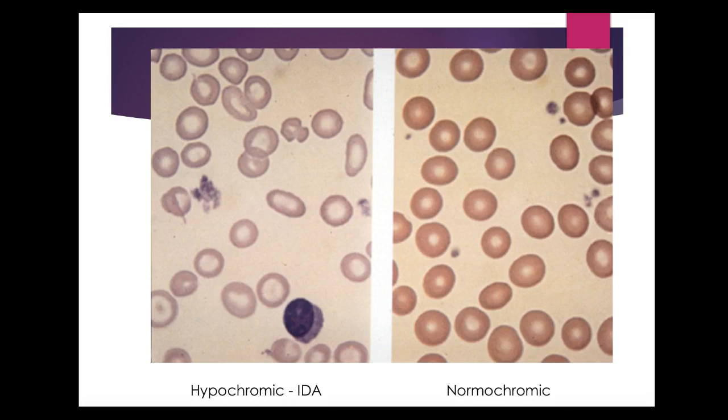Here's another example of the hypochromic in iron deficiency anemia, versus normochromic, where the color looks pretty good. You can see on the left it looks pretty pale there.